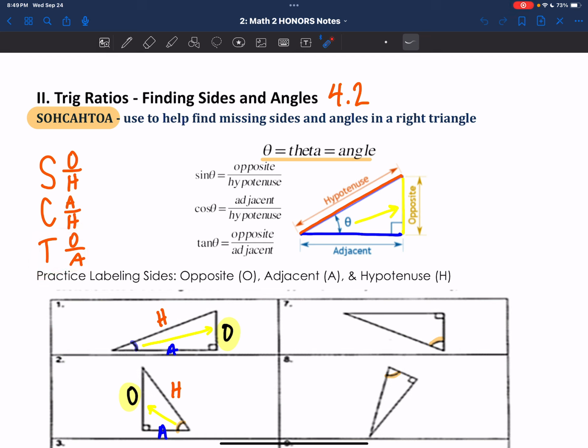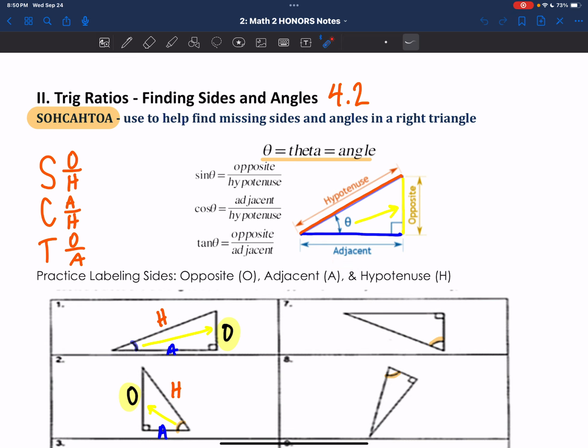Now, what's important is to determine which one is the adjacent and which one's the hypotenuse. So you always want to look for your angle. Hypotenuse is always going to be hypotenuse. It's always across from the right angle. So hypotenuse is easy. The opposite and adjacent are the ones you have to watch out for. So look for your angle. The opposite is always going to be across from theta. The adjacent shares the side with theta. So your hypotenuse and adjacent should have the angle between them.